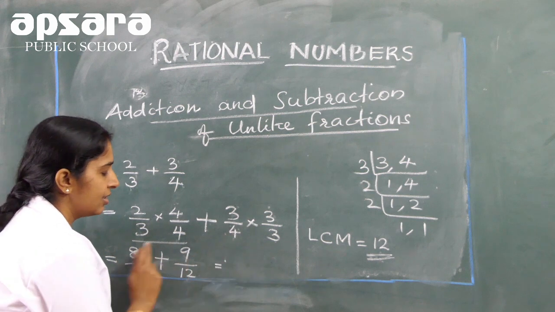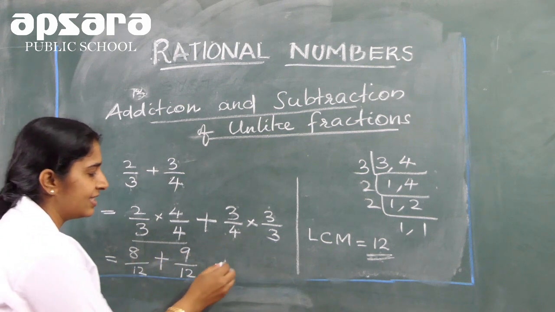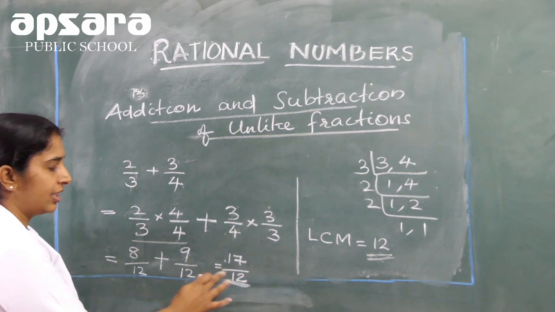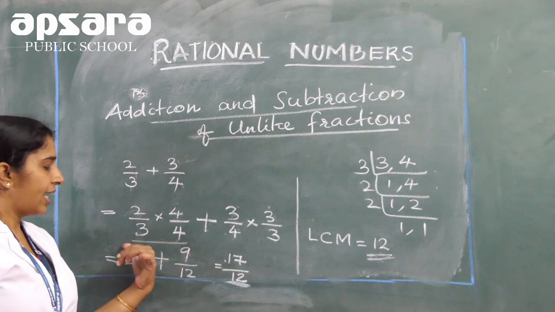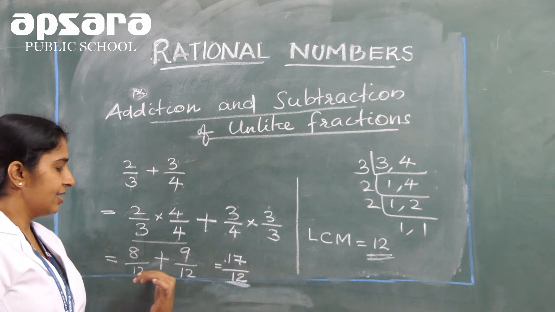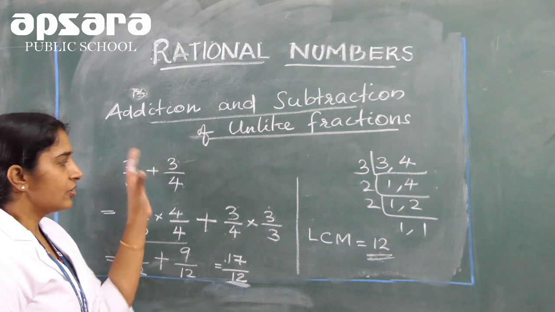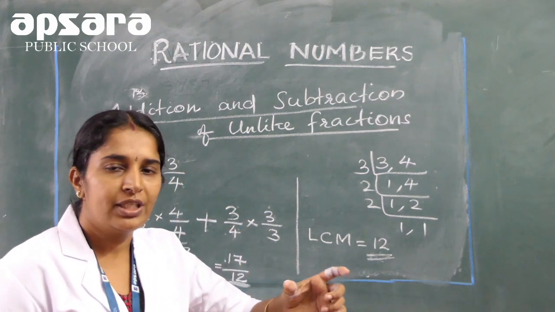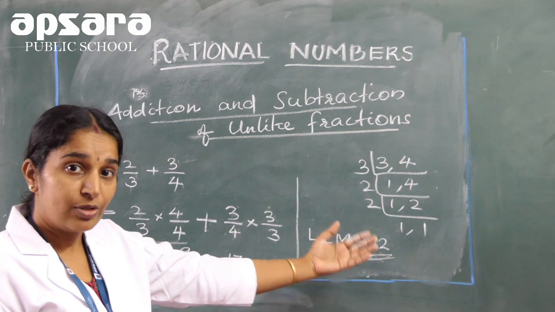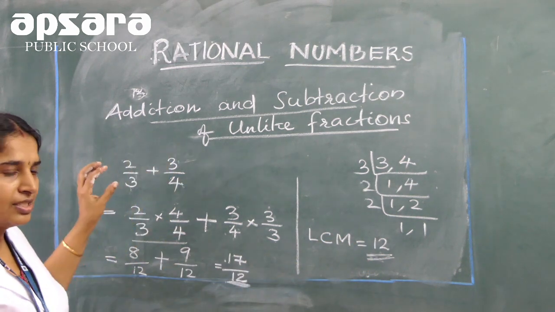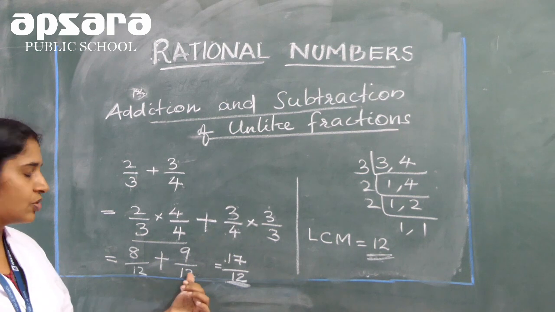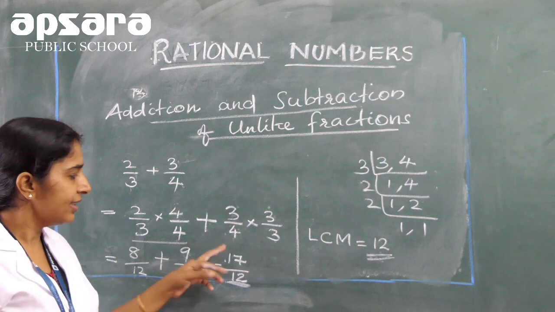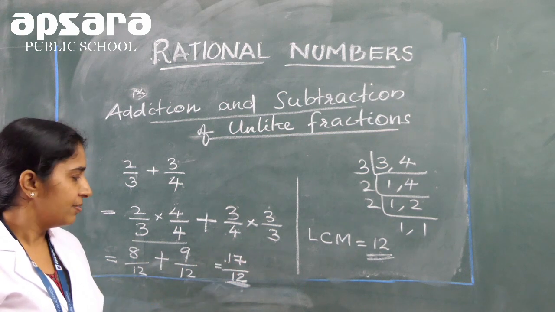Just add the numerators. 8 plus 9, what is that? 17. 17 divided by 12. Denominator you have to keep the same. So add the numerators, 8 plus 9, 17 divided by 12 is the answer. So this is how you add two unlike fractions. First, find out the two denominators. Find out its LCM. Now the next step is to convert these two fractions to a fraction where the denominators will be same. So you got here as 8 by 12 and 9 by 12. You have added it and you got the answer as 17 by 12.